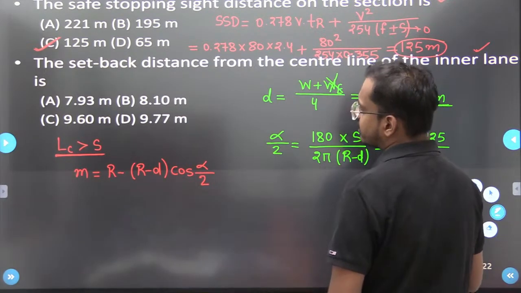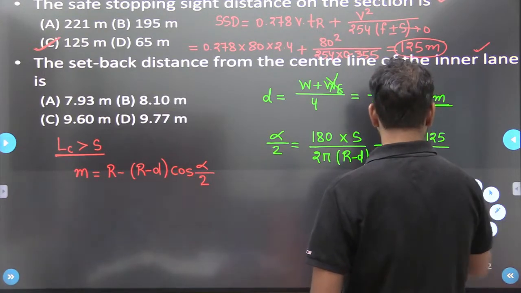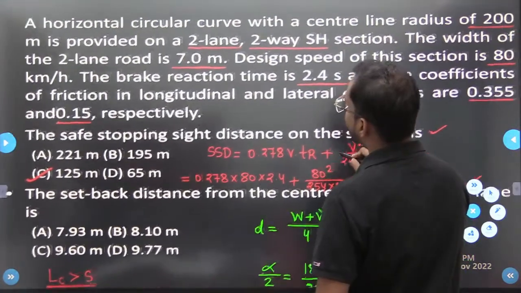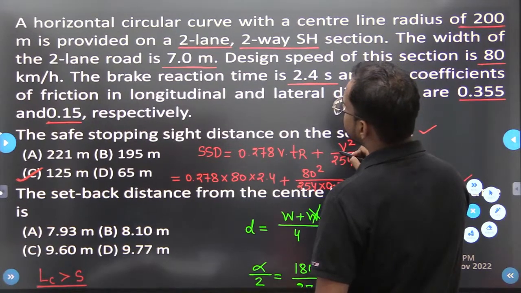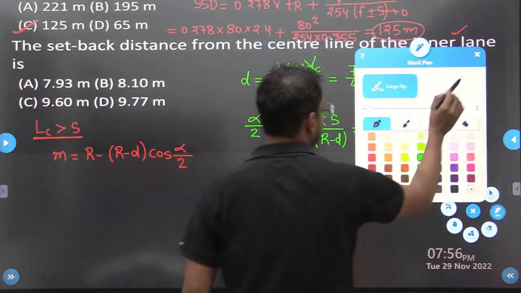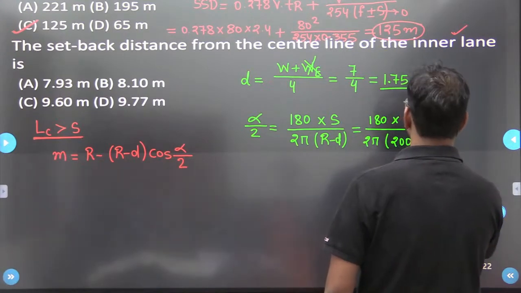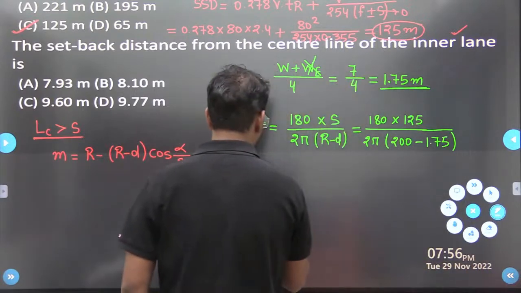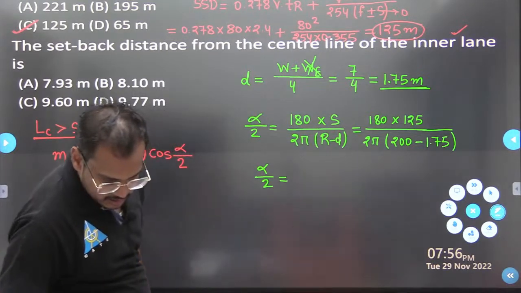What is the value of radius? The radius is already given in the question: a circular curve with a center line radius of 200 meter. So 200 minus small d, and small d is 1.75 meter. Now you can calculate the value of alpha by 2. Please give me the answer. What is the value of alpha by 2?